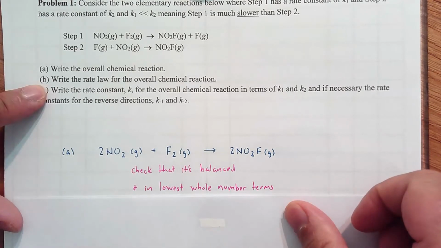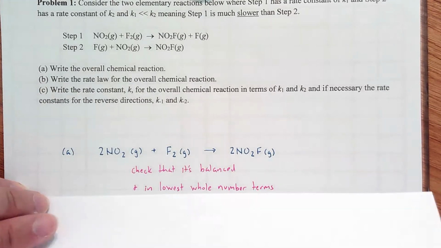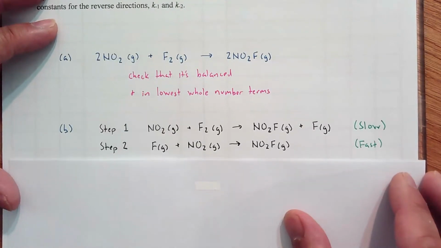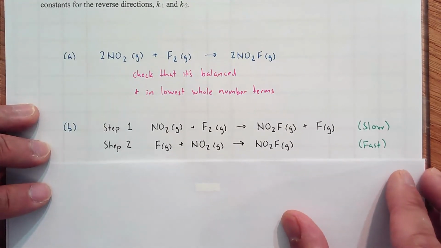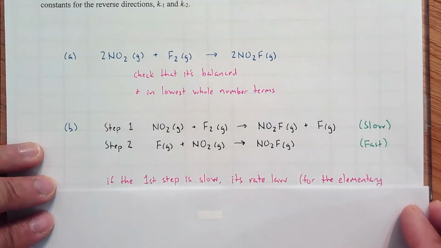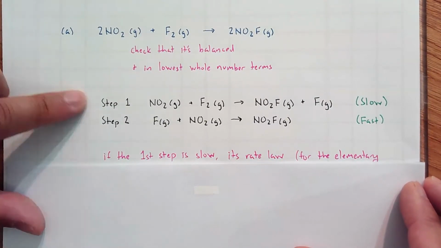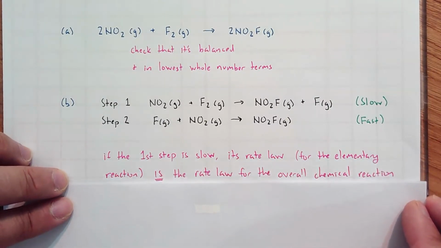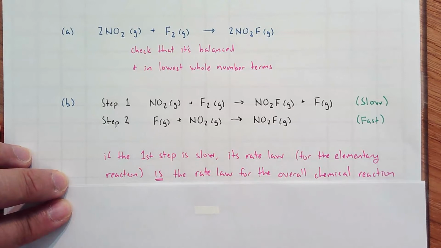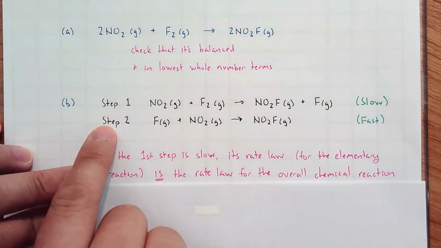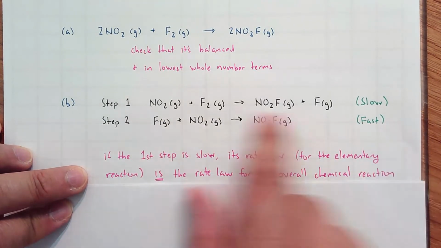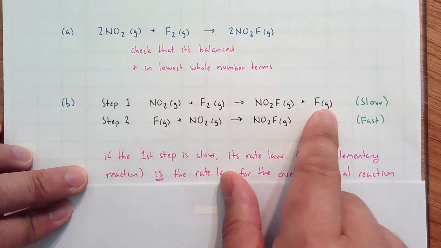Okay, write the rate law for the overall chemical reaction. Oh yeah, good. So I restated the 2 elementary reactions and I labeled which one's a slow and which one's a fast. And this is the good case. This is the easier case because if the first step is slow, its rate law for the elementary reaction is the rate law for the overall chemical reaction. And don't forget, in the elementary reactions, in the step reactions, you're supposed to use the coefficient as the exponent. But in this case, all of it is 1.